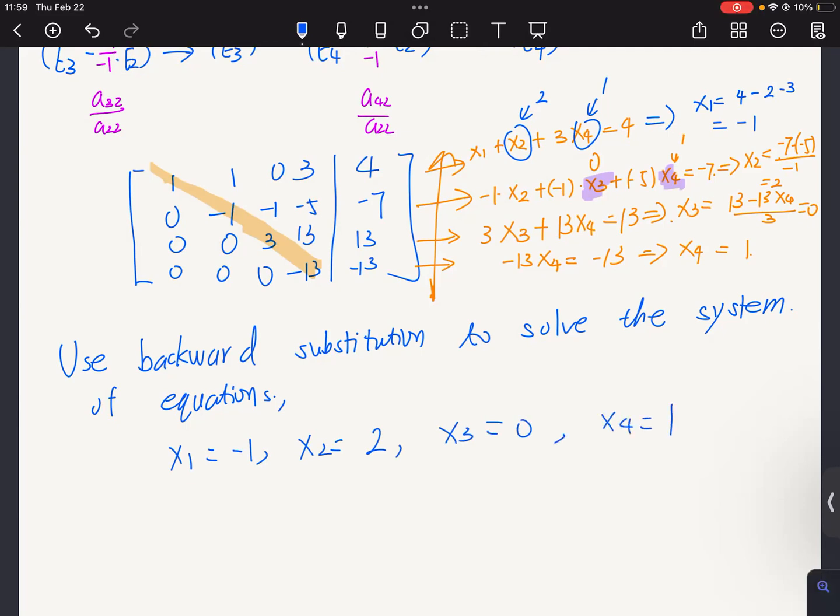And that's the whole process. Use Gaussian elimination to get the right upper triangular system, and then use backward substitution to solve the system of the equations. Does it make sense? Any questions here? I'm giving you a lot of details here because we are going to use this Gaussian elimination process later on.